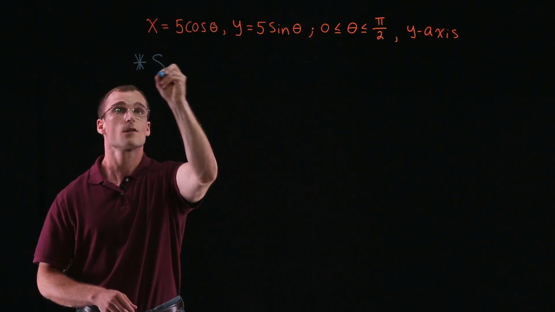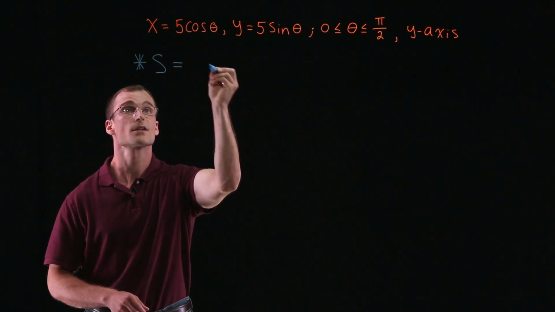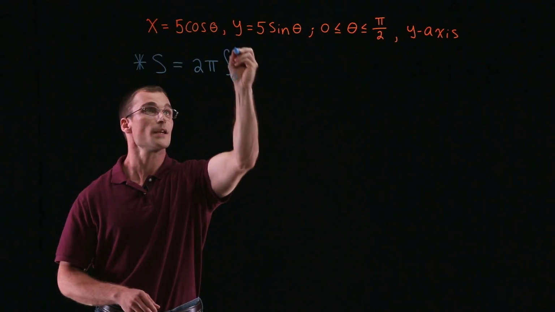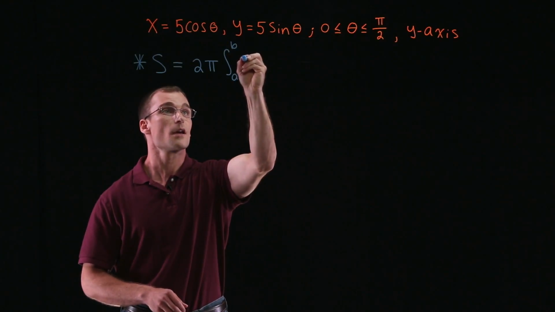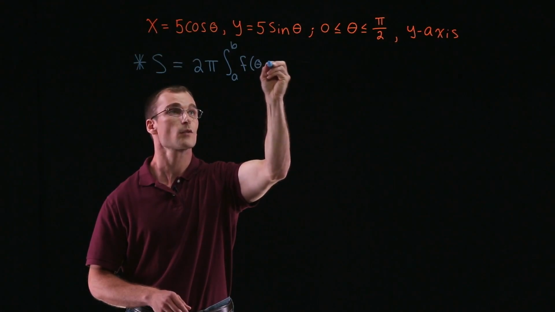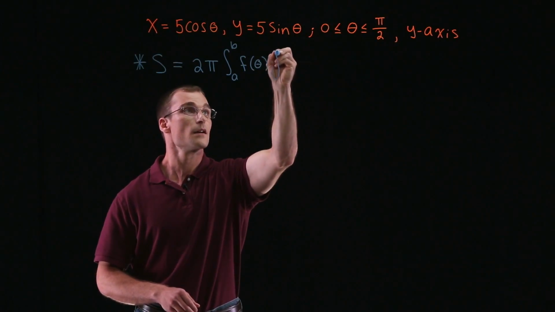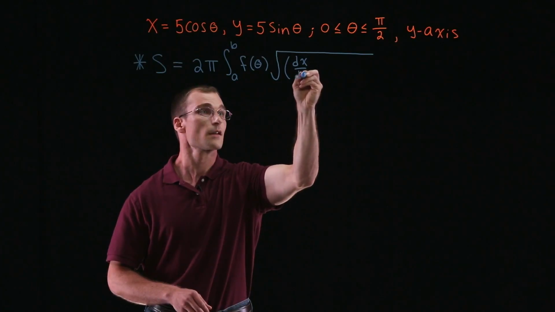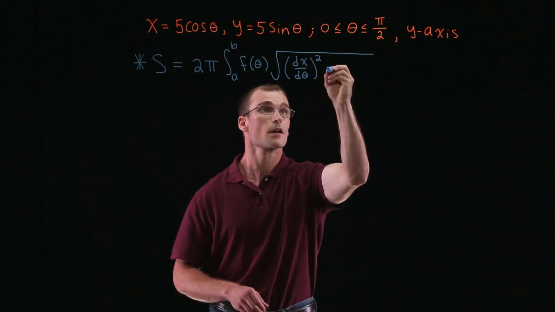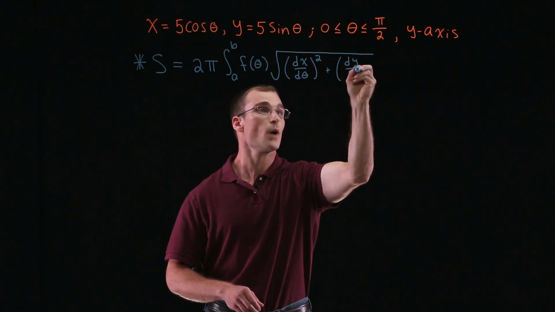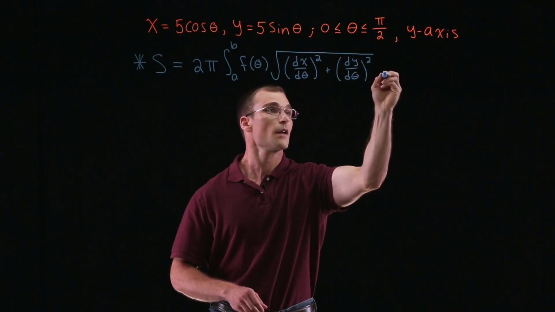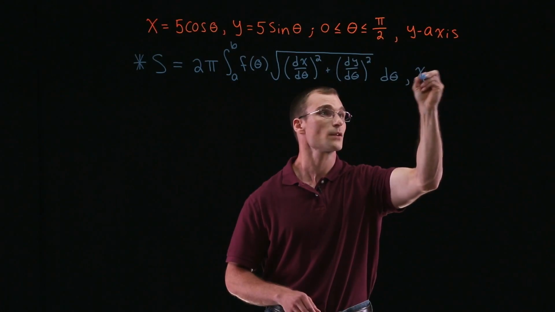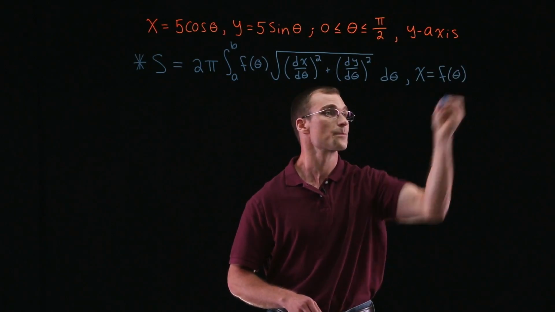namely the formula for the surface area of a curve revolved around the y-axis, call it S, is equal to 2 pi times the integral from our limits, say a to b, of our parameter times f of our parameter, which is theta, so we'll write theta instead of t, f of theta times the square root of dx d theta squared plus dy d theta squared, and d theta, where f of theta is the parametric equation of what x is. So x is equal to f of theta.